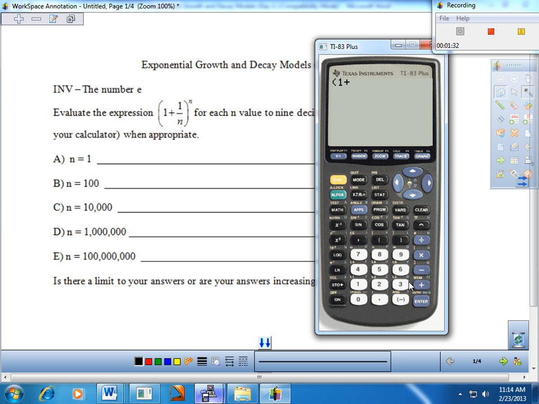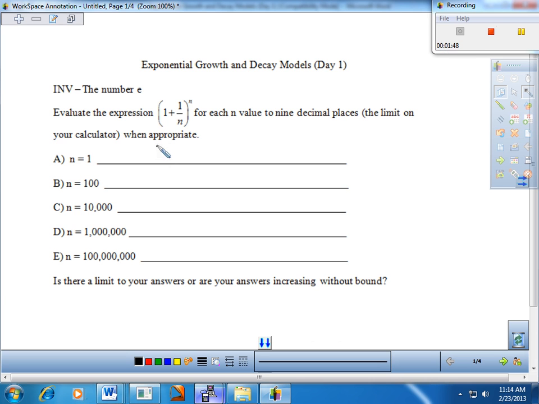Left parenthesis, 1 plus 1 divided by, n is going to be 1. And we're going to raise that to the first. And this shouldn't come as a shocker, but that, of course, would be 2. All right, so let's get a 2 right in there. That's looking good. Now what happens when we do 100?